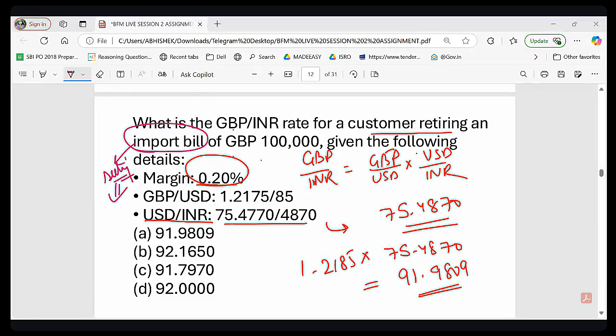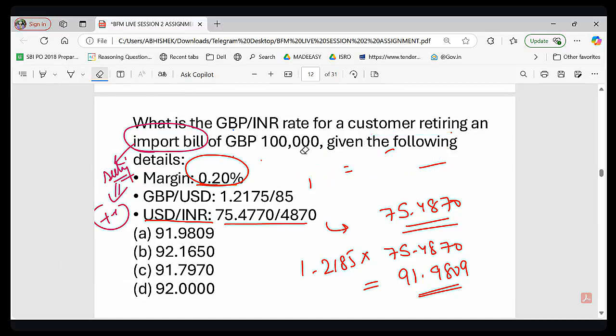Yes, correct, Jess. Very good. Margin is to be added. So we have to add the margin, right? Now please tell me how much is 0.20% of 91.9809? Please calculate it.